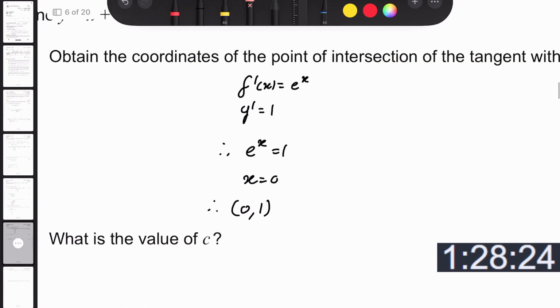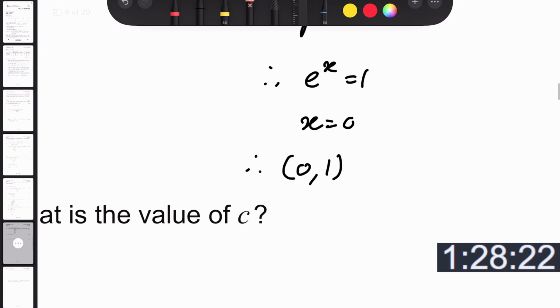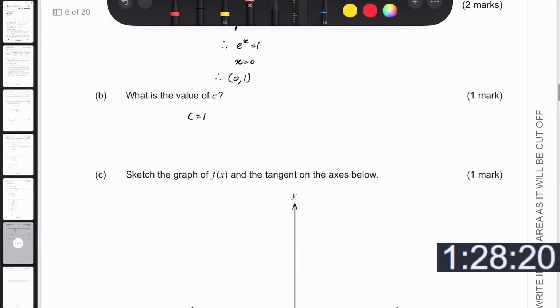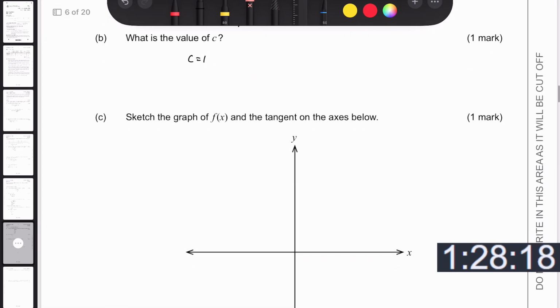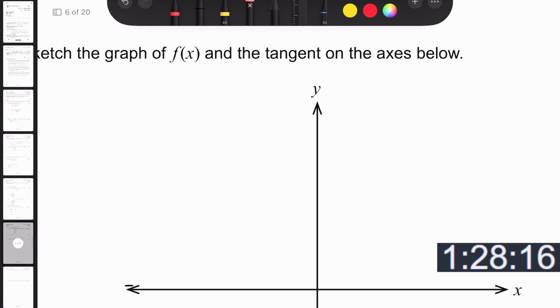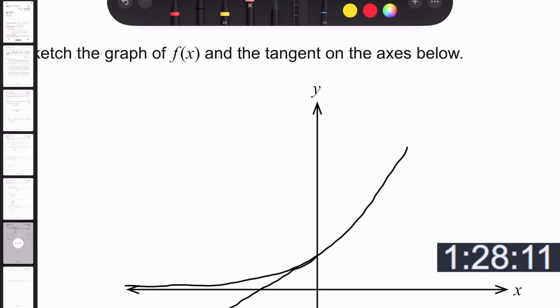What is the value of c? c must be equal to 1 then. Sketch the graph of f of x and the tangent on the axis below. And here is the tangent.